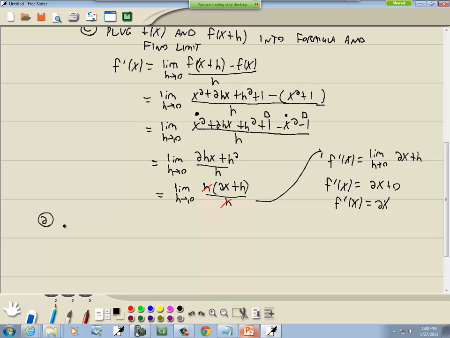Now step 2. Change your derivative notation to m, plug in the x part of the point, and simplify.